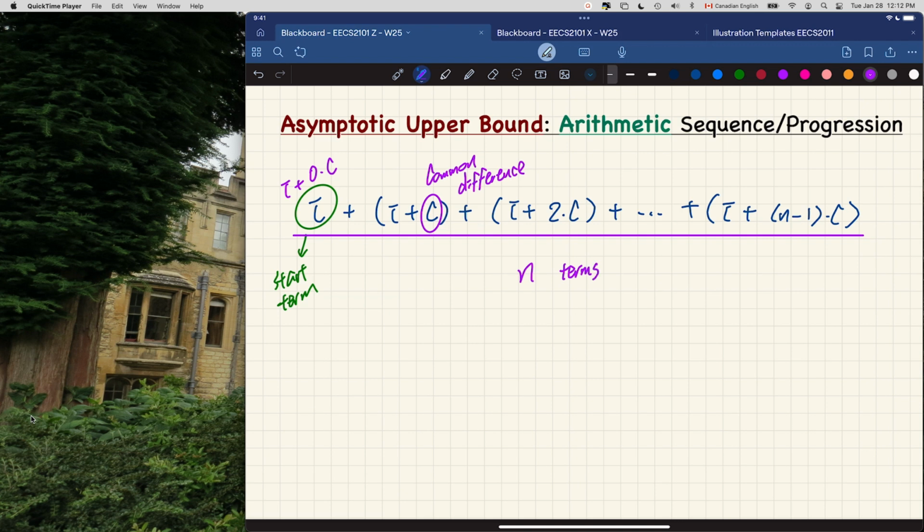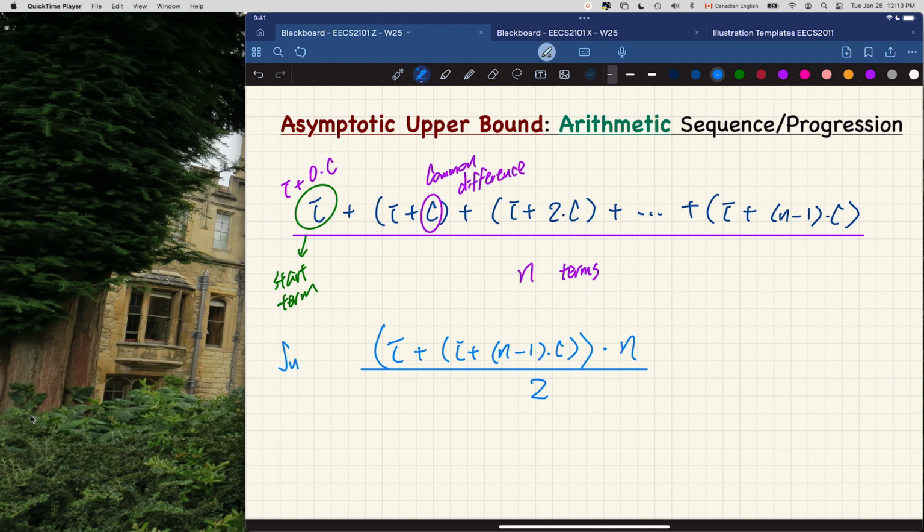All right, just about terminology. And what will be the facts? You don't need to prove it, right? You can just use it. So the formula is very straightforward. You basically are going to use the first term plus the last term. In this case, it will be I plus n minus 1 times C, and the whole thing will be times the number of terms, which will be n, divided by 2. Right? So that's the sum.